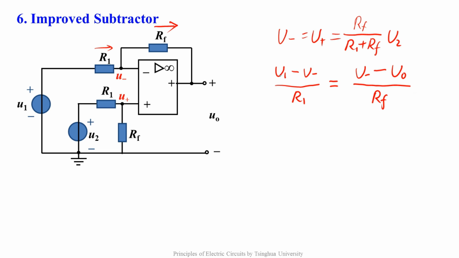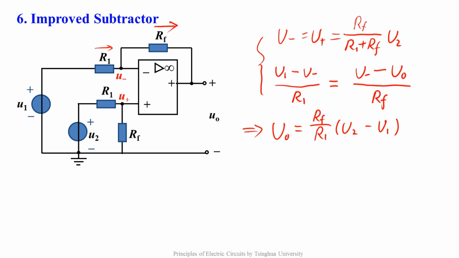Solve these two equations simultaneously, then we can get UO equals RF over R1 times U2 minus U1. It's a very perfect subtractor. The coefficients of U1 and U2 are totally same. Now the analysis of the subtractor is completed.